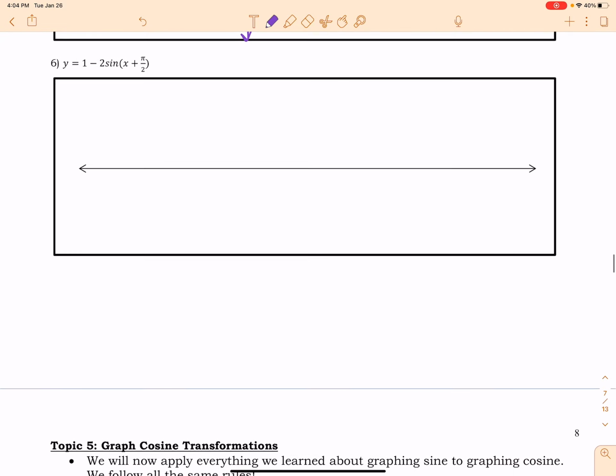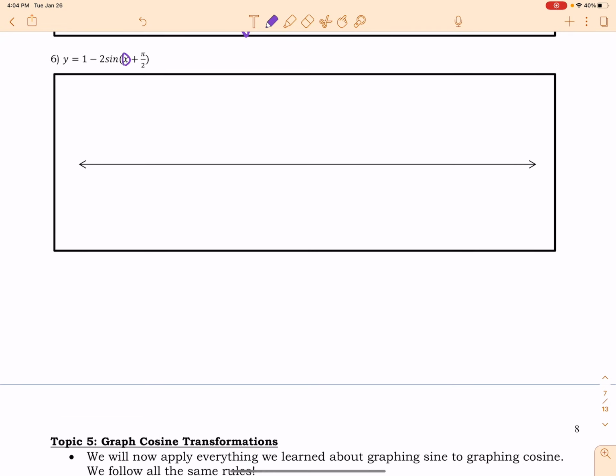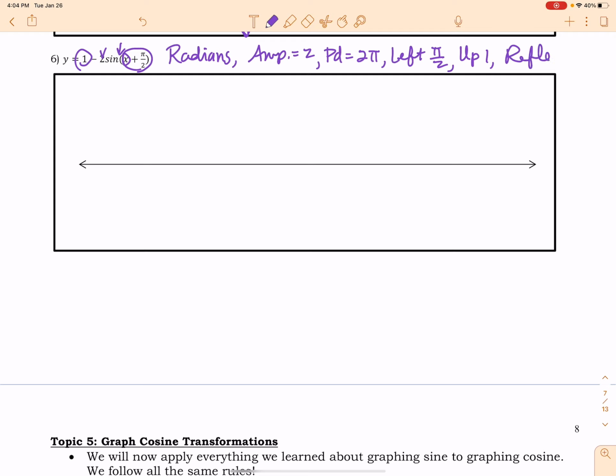Okay, next example. We have radians again. And we have an amplitude of 2. The period this time is just going to be 2 pi because there's an understood 1 right there. And then right here, I am moving to the left pi over 2. And then I'm also moving up 1 and we're reflecting. So there's a lot going on with this one. So we're going to have to take this step by step.